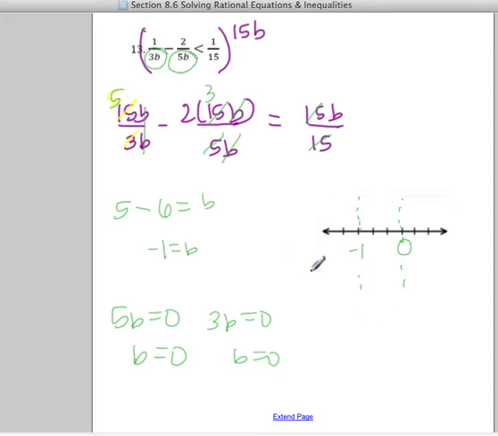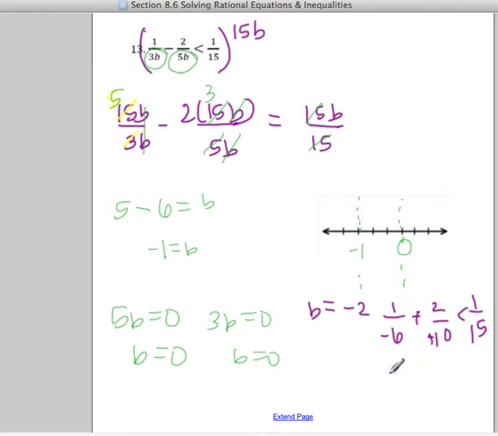And I pick a number that is less than negative 1 and plug it into my original equation. So let's do that. Let b equal negative 2, a number less than negative 1. If I plug it in, I have 1 over negative 6 minus 2 over negative 2 times 5, which is negative 10. Is that less than 1 over 15? Well, I have negative, negative, so plus. And so I have negative 1/6 plus 2/10.